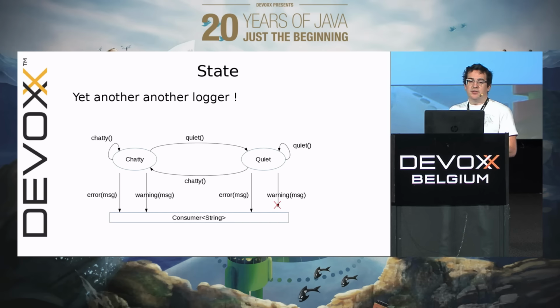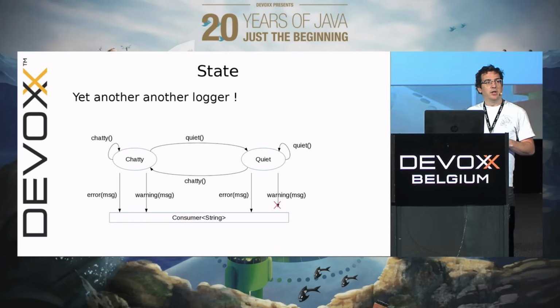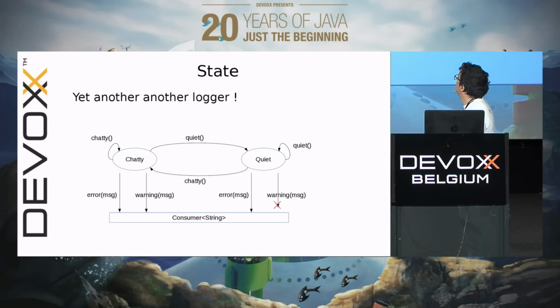So let's see another design pattern, the state design pattern. The example uses another logger. I have a logger which has two different configurations: the chatty logger and the quiet logger. Basically, the idea of the state design pattern is that instead of having one object that changes its own field, you have different objects that represent the different states of your application.